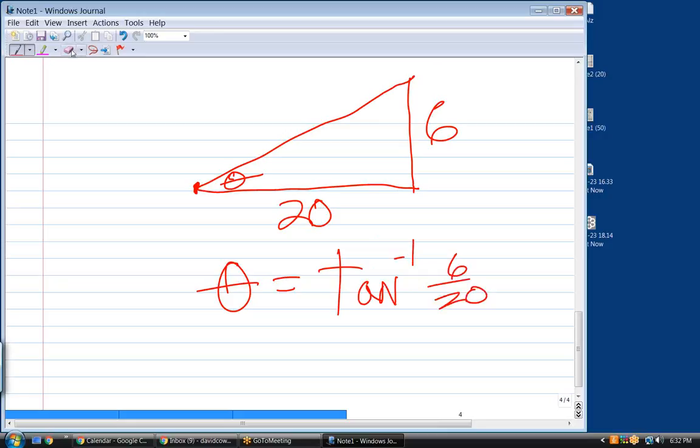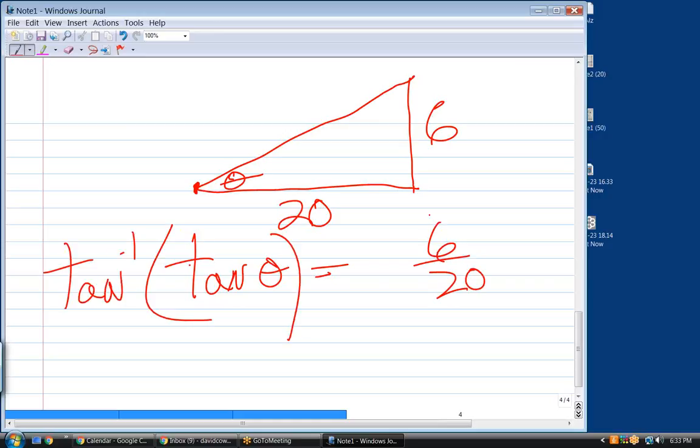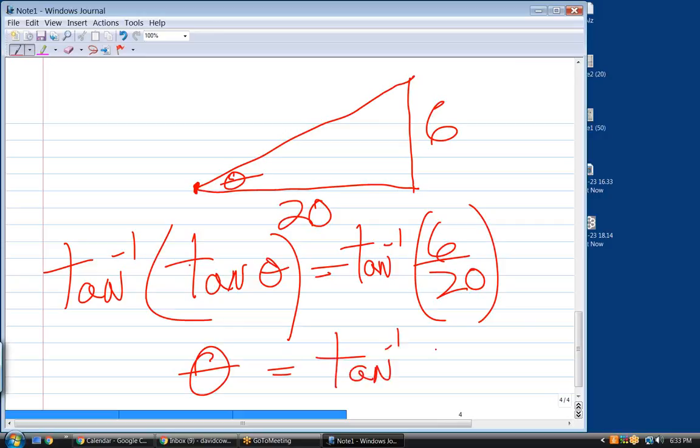Exactly. Now, there's a couple of ways we can look at this. We can start out by saying tangent of theta equals 6 over 20. Then we can take the inverse tangent of both sides. You can do anything in an equation as long as you do it to both sides. Same thing with trig functions. When you take the inverse tangent of the tangent, you're left with theta, and that ends up being the inverse tangent of 6 over 20. So you would be able to solve for that angle.